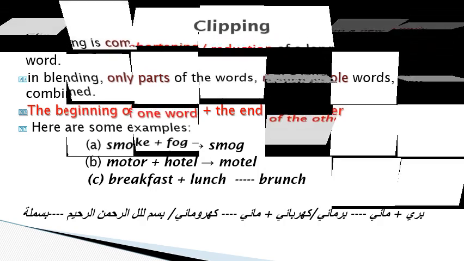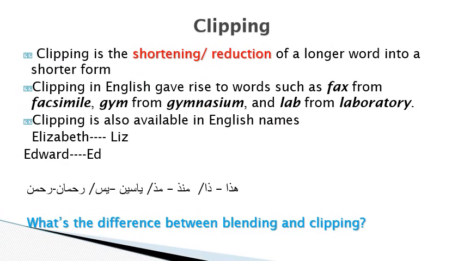Let's talk about clipping. You heard the word clip in TV shows, in songs. It means that we take a very short piece of the original. Clipping means shortening or reduction of a longer word into a short form. We originally have the original word, which is longer than the short form, and we do a kind of shortening, a kind of reduction, decreasing the number of letters, in simple words.